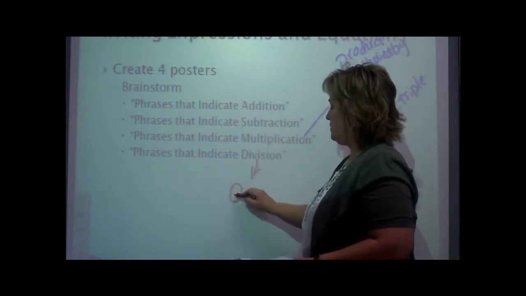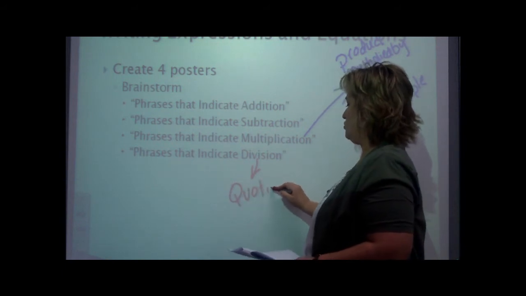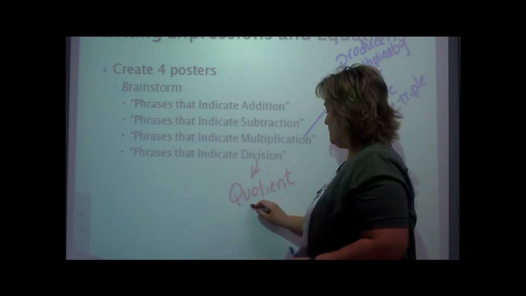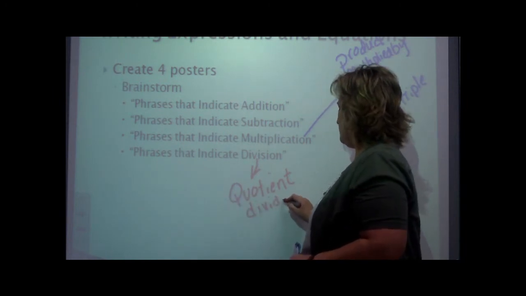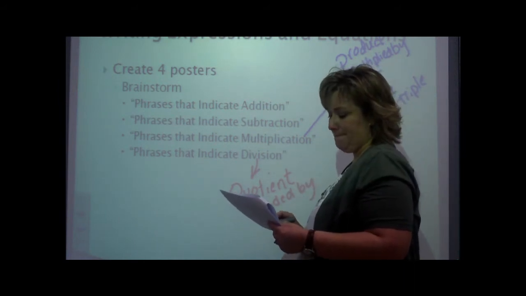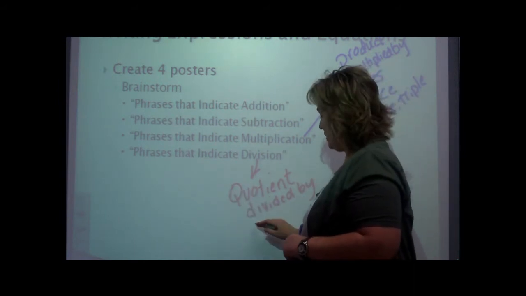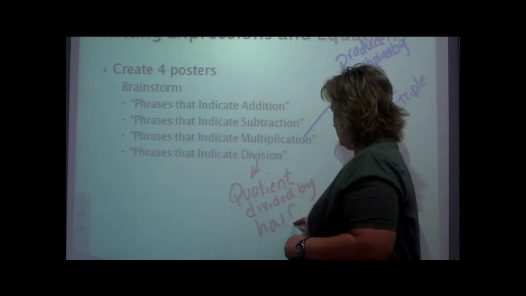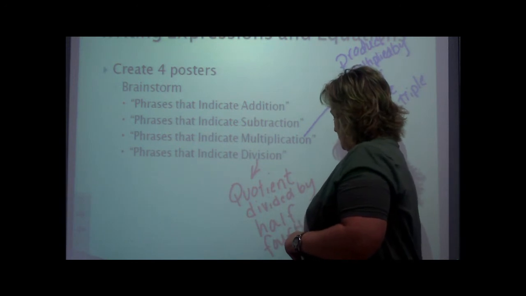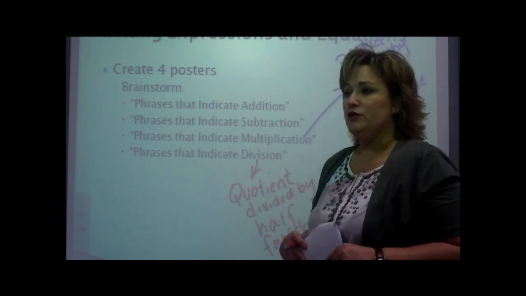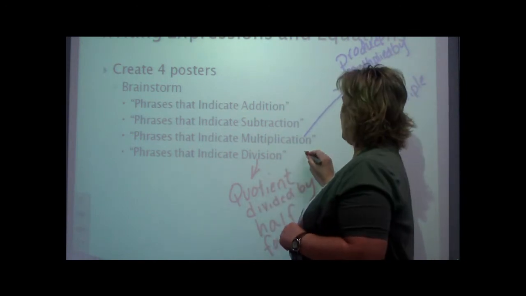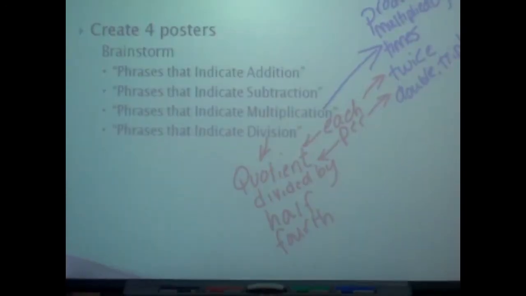Alright, division. One of the words I want you to focus on is quotient. And quotient is the answer to a division problem. Divided by. Half. Fourth. I think division and multiplication are a little bit more difficult, just because there are some words that you can use for both of them, like each.